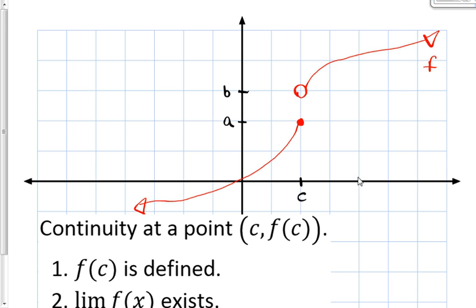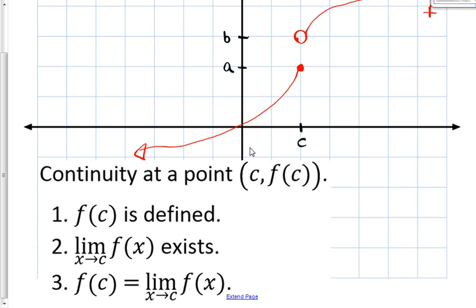All right, so here is the definition of continuity at a point. For a function f to be continuous at the point c, f of c, three things have to be true. First of all, f of c has to be defined. Let's take a look up here. If you look at the x value c, the x value c does relate to a specific y value. If x is c, then y is equal to a, because that's where the point is, you see?